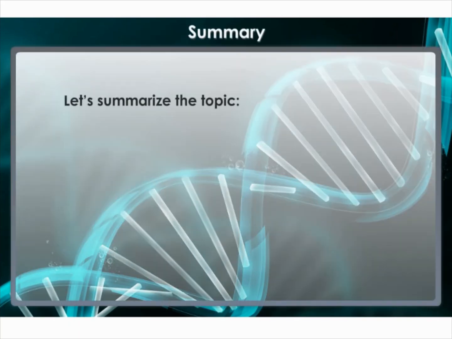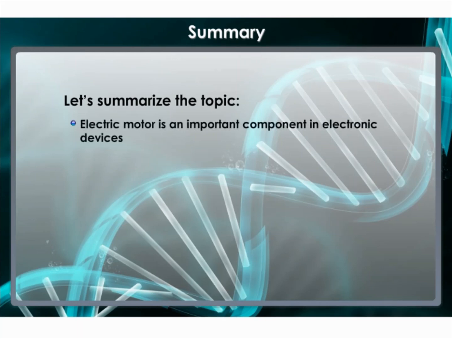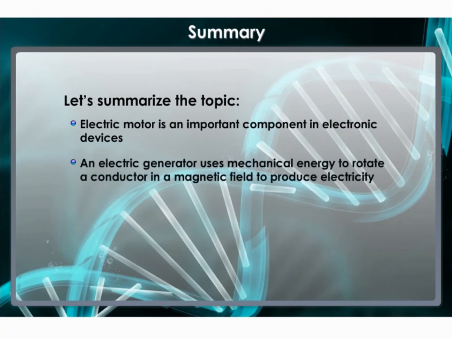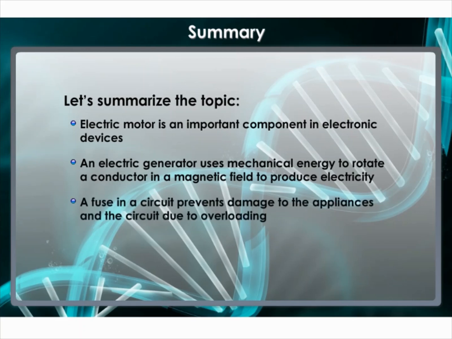Summary. Let's summarize the topic. Electric motor is an important component in electronic devices. An electric generator uses mechanical energy to rotate a conductor in a magnetic field to produce electricity. A fuse in a circuit prevents damage to the appliances and the circuit due to overloading. Wires pass into an electricity meter through a main fuse.